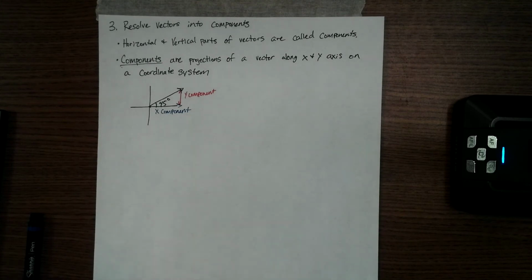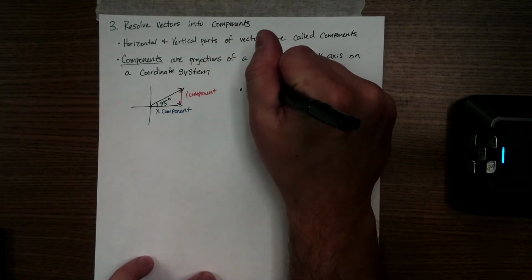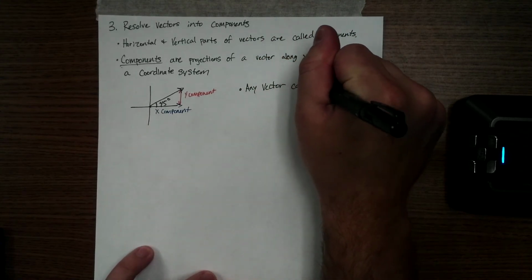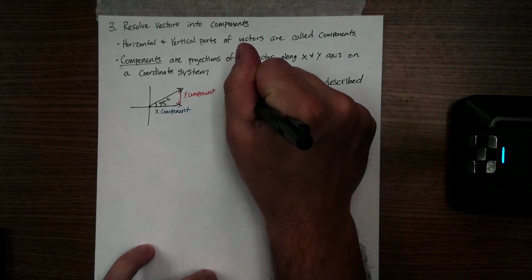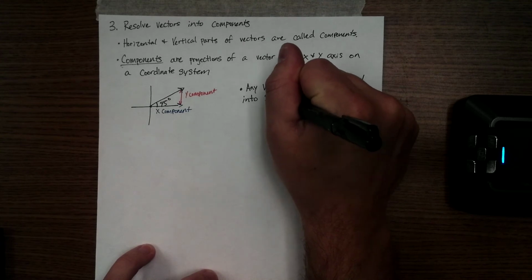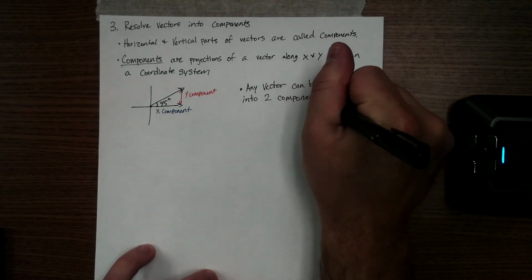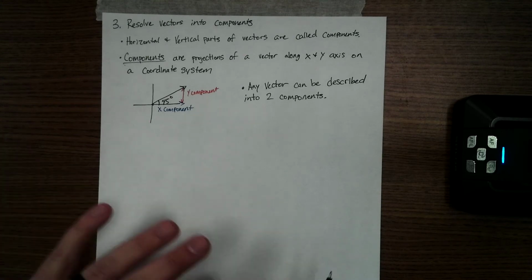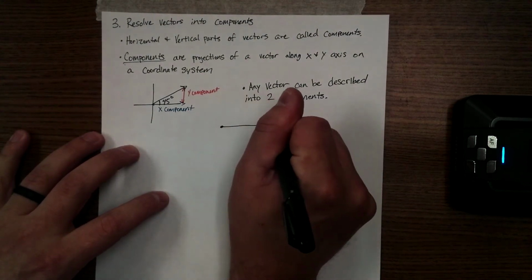All right? So the key thing here is that any vector can be described into two components. All right? Any vector, doesn't matter. Parts of it are going up, parts of it are going down or side to side or whatever. Now you could be asking yourself, but Mr. Ranger, what if it's a flat line?